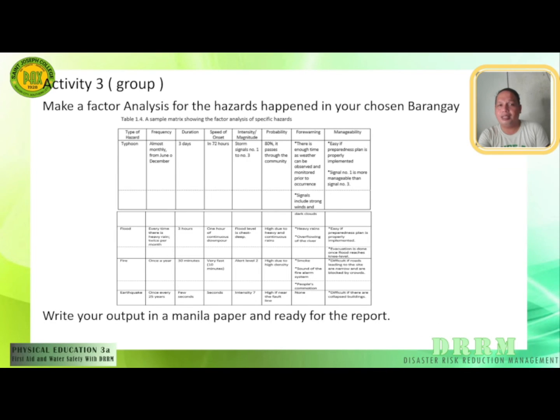We have activity 3. Continuation of activity 2, make a factor analysis for a hazard that happened in your chosen barangay. You may interview the captain or the members of the council or the people themselves, mga dwellers, mga taga-barangay pod. Then write your output on Manila paper and be ready for the report.